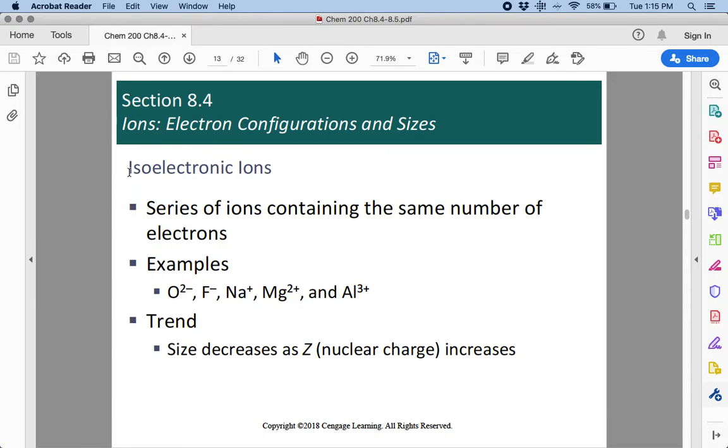One thing we can talk about is the isoelectronic ions. This is a series of ions that all contain the same number of electrons. An example of this would be O2-, F-, Na+, Mg2+, and Al3+. If you look at all of these on the periodic table, they all have the same electronic configuration. Okay? And the trend is, right, the size decreases as Z, which is a fancy word for the nuclear charge, increases.